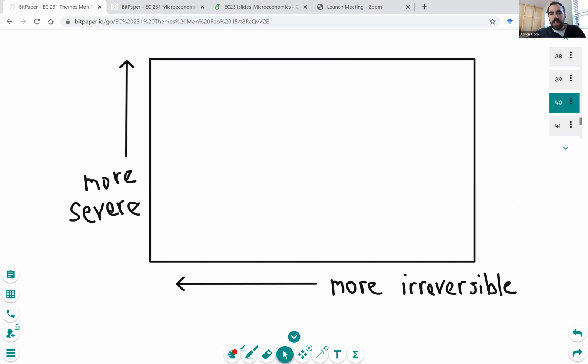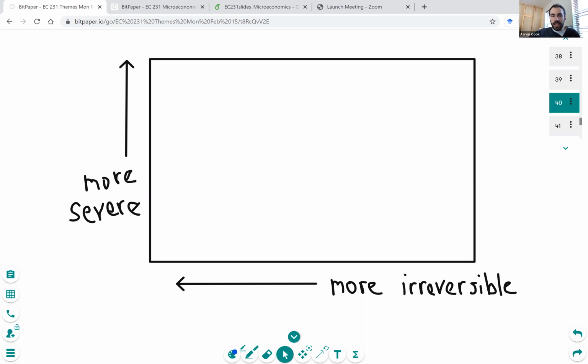And I wanted to specifically give some examples of types of pollution or types of damages, ecological damages, natural resource damages, or human damages that would fall in different regions of this space, just to kind of put some concrete concepts or events into different regions of this space.